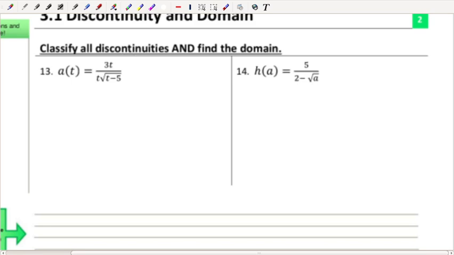Classify discontinuities and find the domain. We're going to do both. And even though we learned discontinuities first, I'm going to recommend that you do the domain first whenever you see this kind of question. And I'm going to show you in a minute why that is. So let's first tackle the domain.